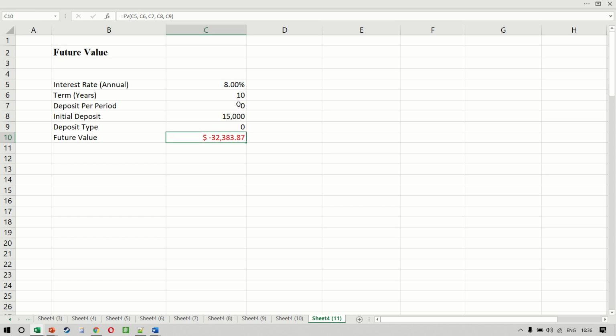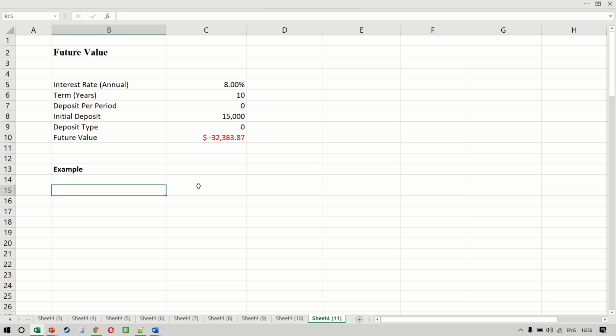Now do remember that Excel's future value function does not work with continuous compounding. Instead, a worksheet formula is used that takes the following form, where we use a mathematical constant, e. So this is how the formula looks. So let's take an example.